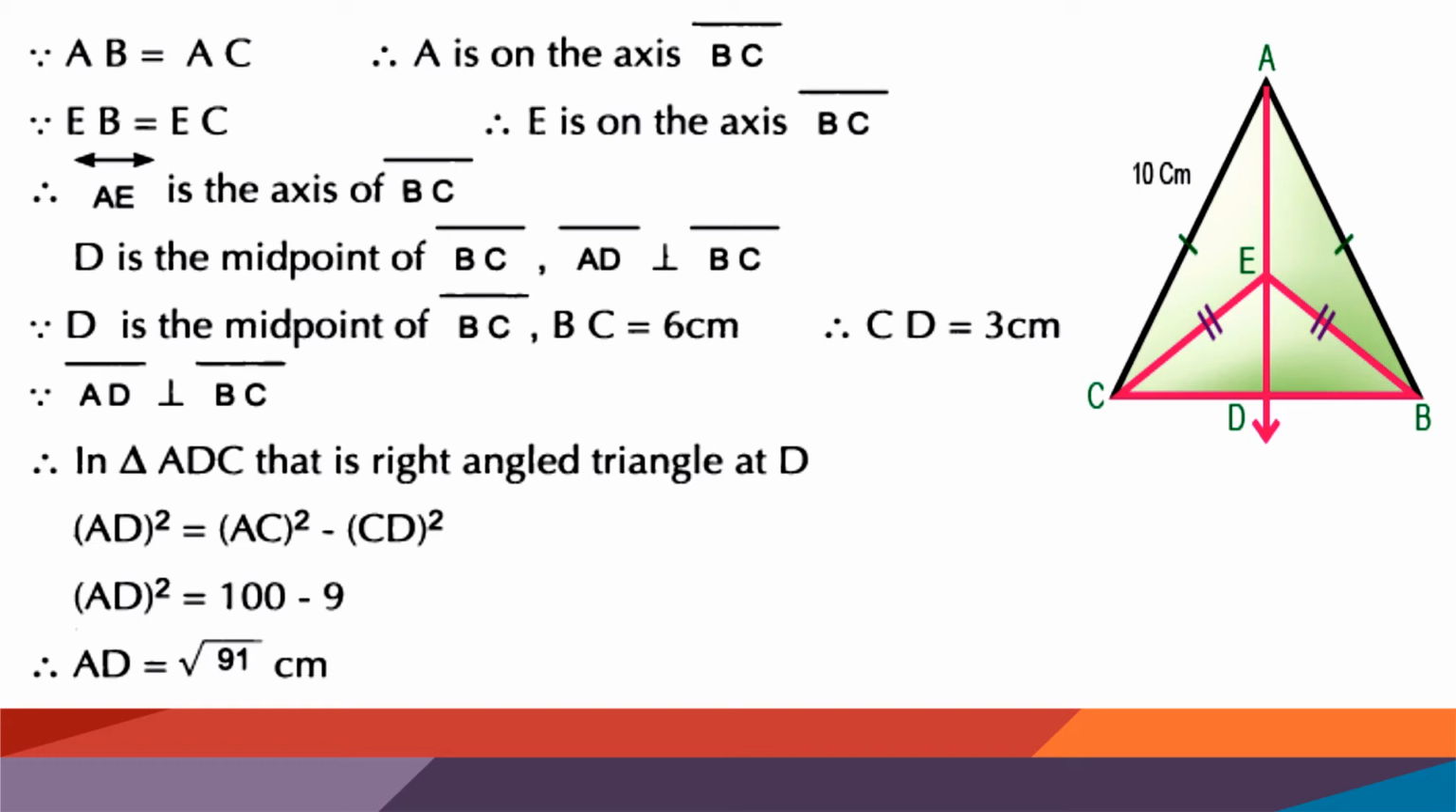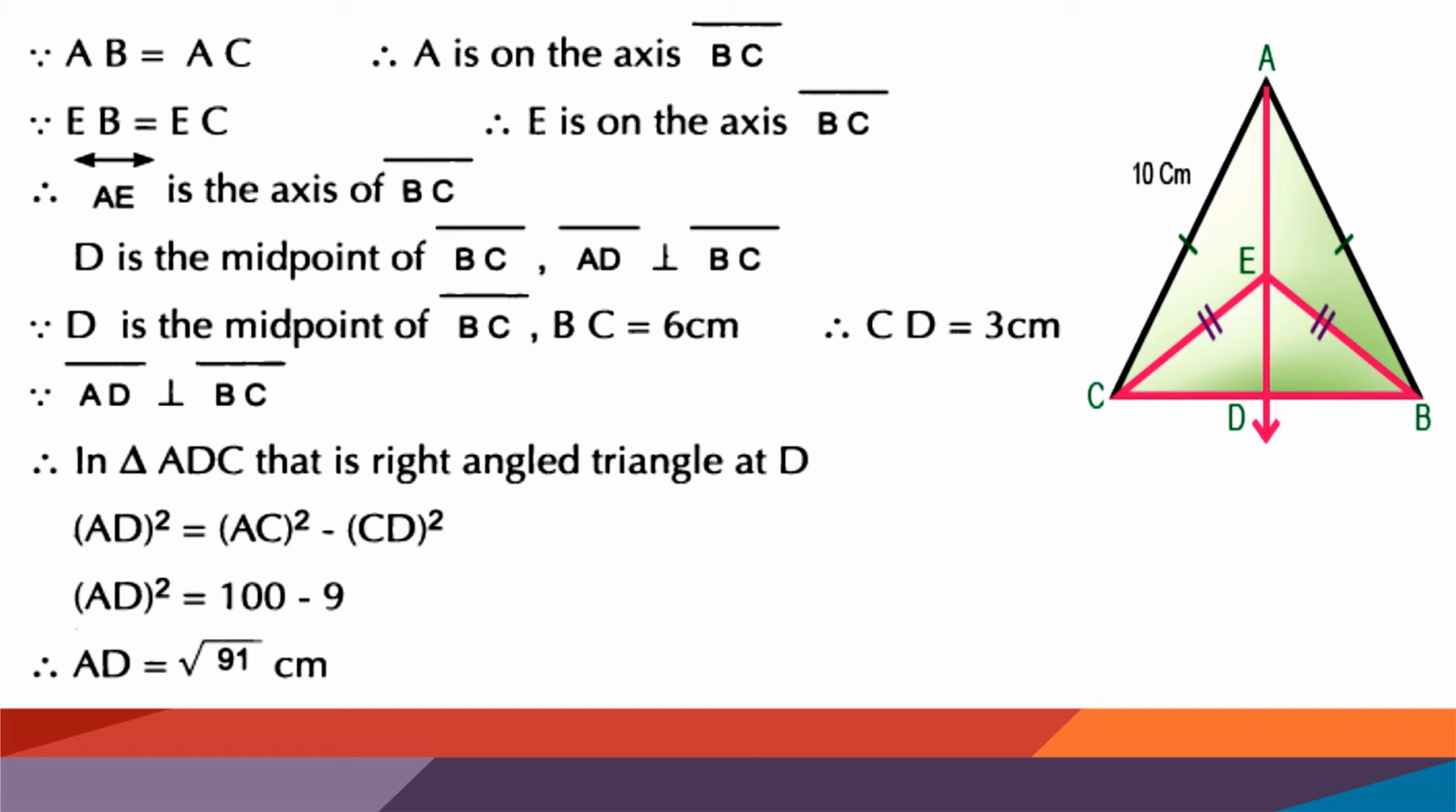Since D is the midpoint of BC and AD perpendicular to BC, and BC equal to 6 cm, then CD equal 3 cm. Okay, bisect for the base. Then since AD perpendicular to BC, in triangle ADC, that is a right angled triangle at D, and we can find AD by Pythagoras theorem.